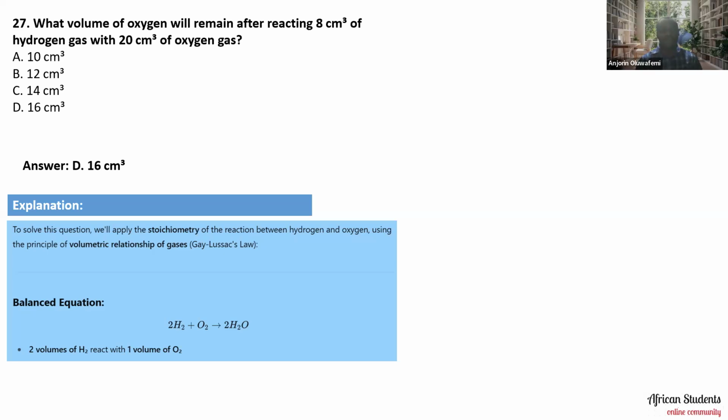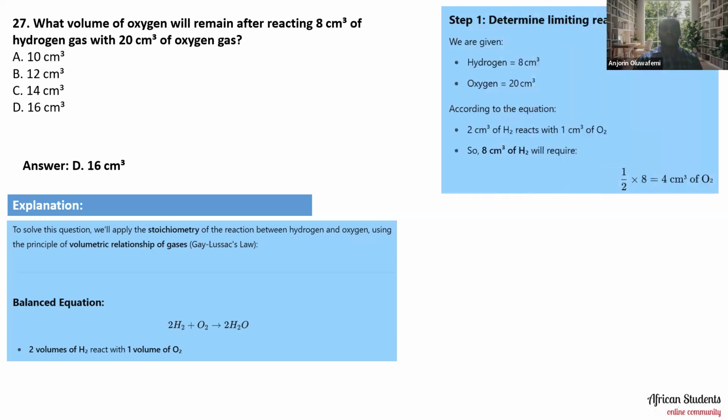That's the Gay-Lussac law. Now we write out the balanced equation. It implies that 2 volumes of hydrogen will react with 1 volume of oxygen. Okay. So based on that, the first step that we need to carry out is to determine the limiting reagent.